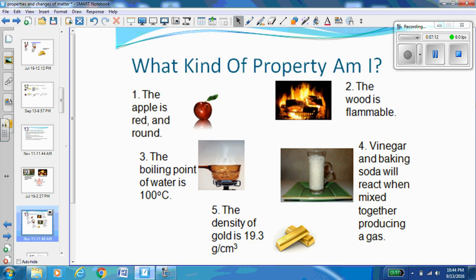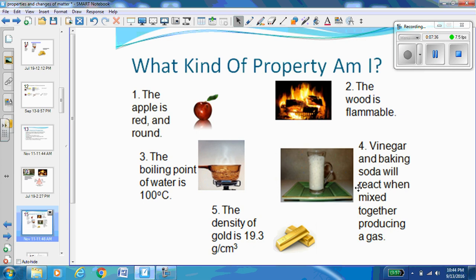Okay, let's now check our answers. Number 1, the apple is red and round. If you wrote that one to be a physical property, then you are correct. Number 2, the wood is flammable. If you wrote that one as a chemical property, you are correct. Number 3, the boiling point of water is 100 degrees Celsius. This is a physical property. This is a property that you can measure.